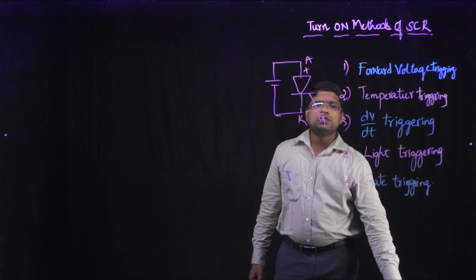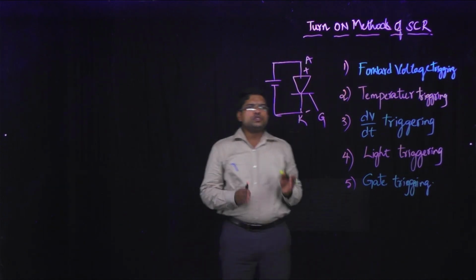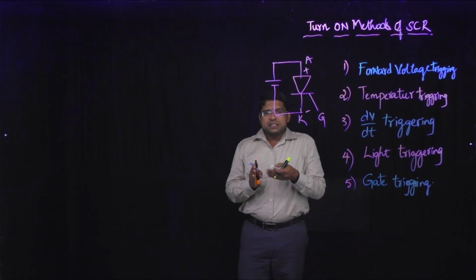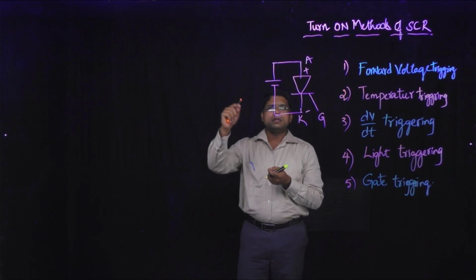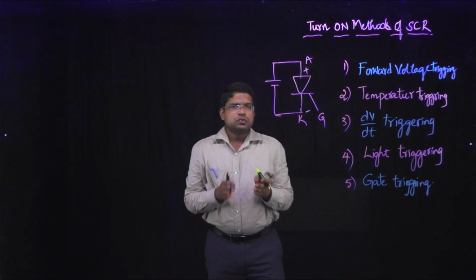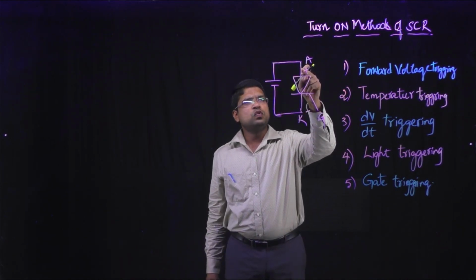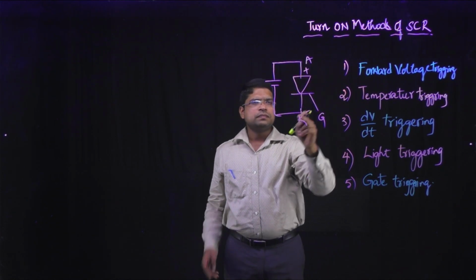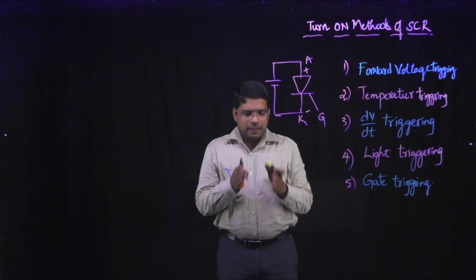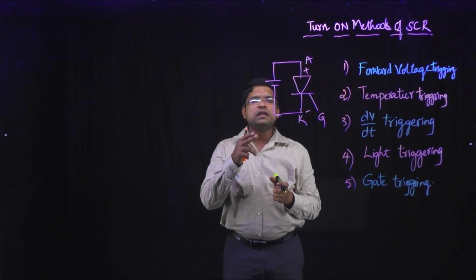Number one, forward voltage triggering. One of the commonly used SCR turning on methods is simply increasing the forward voltage during the forward bias condition of an SCR to trigger the device. If we increase the forward biased voltage across anode and cathode, what happens? We know that during forward blocking state, SCR has two forward bias junctions and one reverse bias junction.